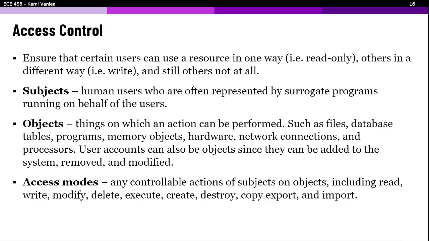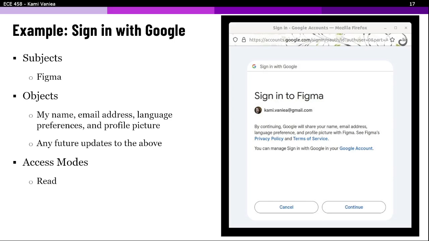Okay, these main points. I will give you an example. It does not matter what Figma is. All that matters is that I attempted to sign in with Google with it. When I tried to sign in with Google, this thing popped up. It says that I'm about to sign in to Figma, and by continuing, Google will share my name, my email address, language preferences, and profile picture, and any future updates to those with this person.